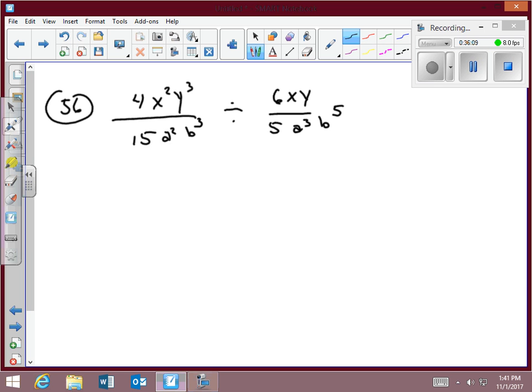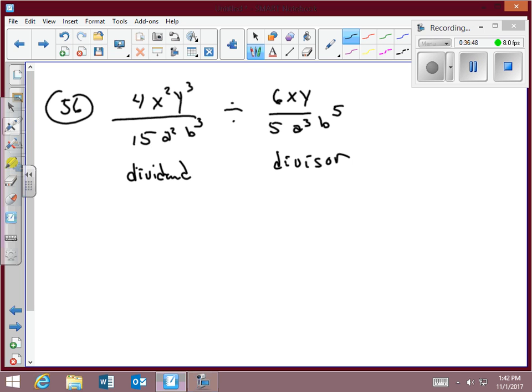Okay, remember when you divide, you have a divisor, dividend, and quotient. Can anyone tell me which one is the divisor? Which one of those two is a divisor? Which one's the dividend? This one's a dividend. This one's a divisor. The quotient is the result, right?